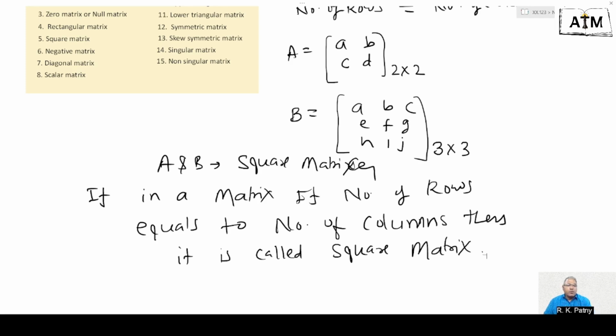When you have two square matrices, they can be added, they can be subtracted, and they can be multiplied. In coming videos, I shall be talking about how to add, subtract, and multiply two square matrices. I shall also be talking about how to find the determinant of a given square matrix.